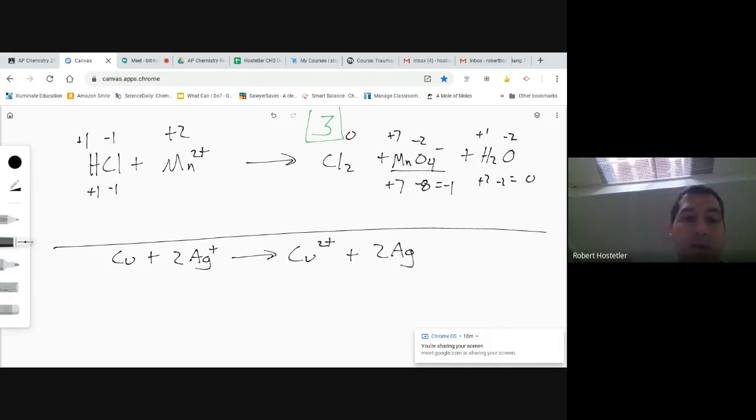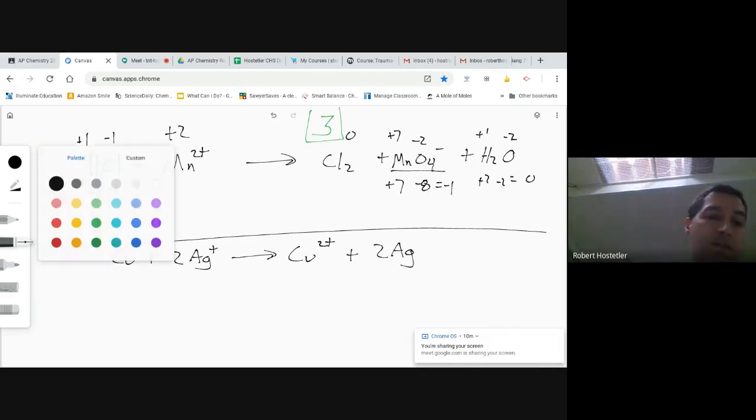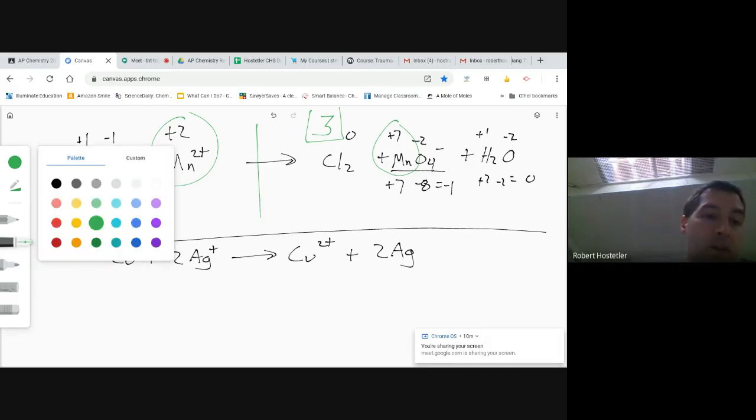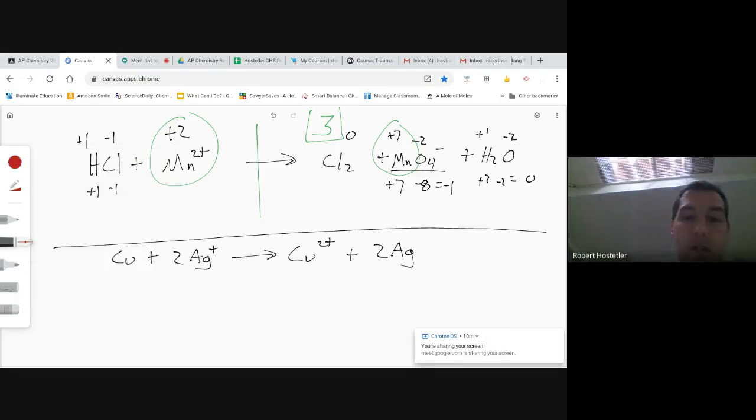So now we can compare one side to the other and just look and see who has an oxidation number that gets bigger. We can see that Mn goes from 2 to 7. That's definitely an increase. And then we'll look for something where the oxidation number goes down. Do we have something where the oxidation number goes down?